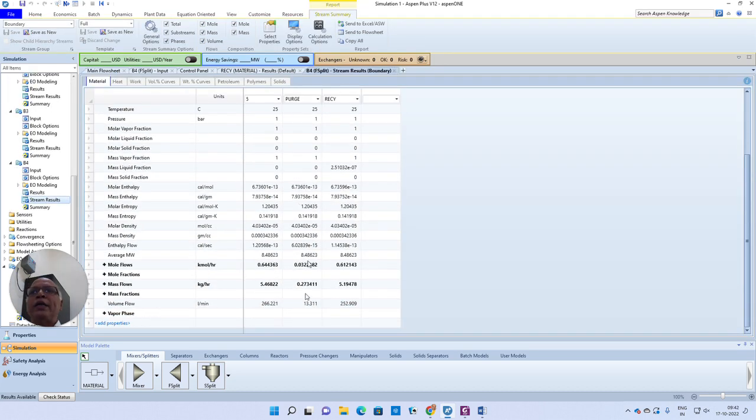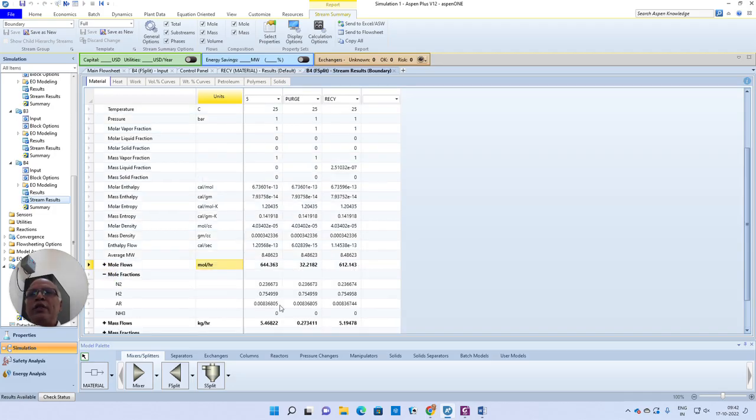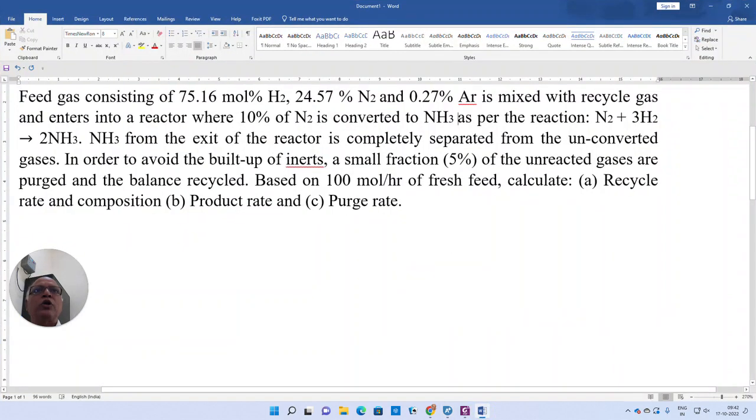So you can see the purge is about 32, something like that, in terms of moles per hour. So about 32 moles. This is the recycle, and this is the total amount of flow that is going into the splitter. Out of this, 5% is sent into the purge. Remaining 95% is going here. Now you can see all the streams across the splitter will have the same state, like temperature, pressure and composition will remain the same.